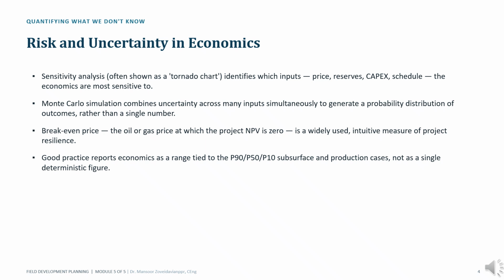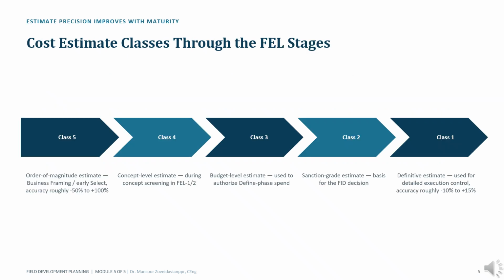Notice the recurring theme from this course. In Module 2, uncertainty was measured in barrels. In this module, uncertainty is measured in dollars. The principle remains the same. Estimate accuracy improves as project maturity increases.